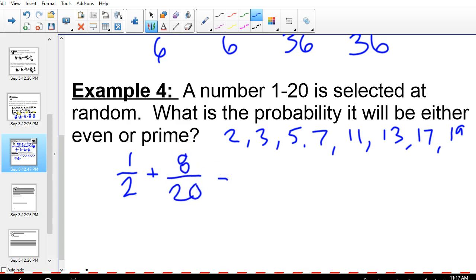But are there any we need to subtract? Are there any that are even and prime? 2. So we would subtract 1 out of 20. So we'd have 10 out of 20 plus 8 out of 20 minus 1 out of 20. So we'd end up with 17 out of 20.